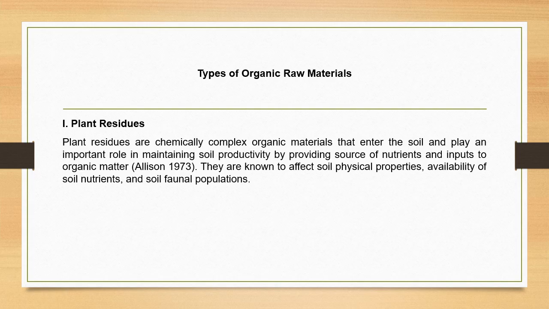Types of organic raw materials. First is plant residues. Plant residues are chemically complex organic materials that enter the soil and play an important role in maintaining soil productivity by providing a source of nutrients and inputs to organic matter. They are known to affect soil physical properties, availability of soil nutrients, and soil faunal populations.